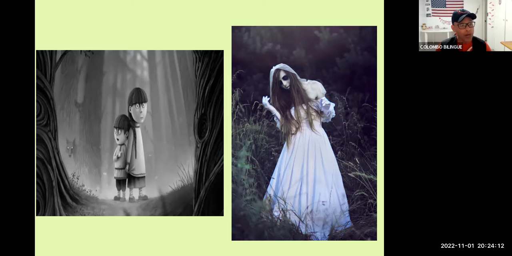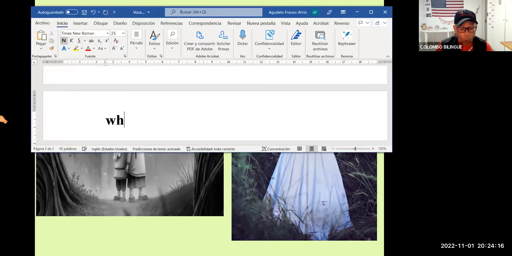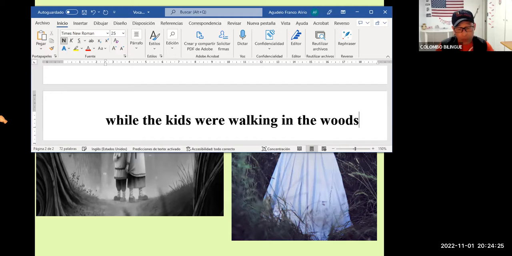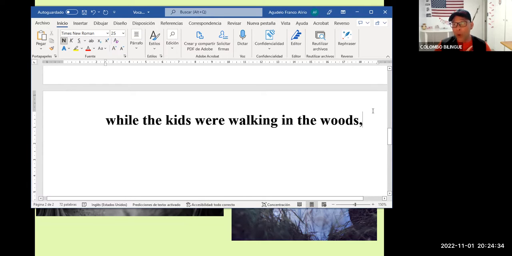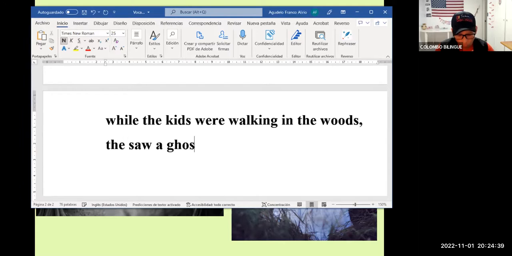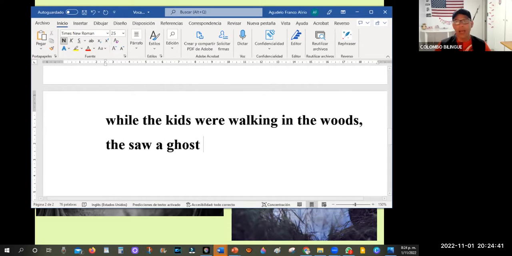Okay, teacher, what is the idea? Very easy. For example, while the kids were walking in the woods, mientras los niños caminaban en el bosque, what happened, teacher? Okay, give me a second. While the kids were walking in the woods, they saw a ghost. Wow. Gosh, man. You see?